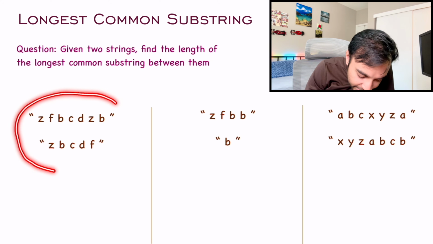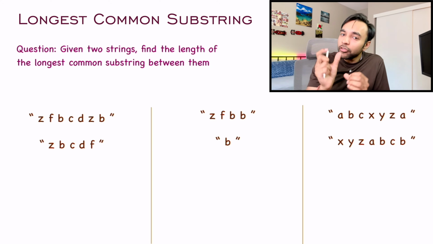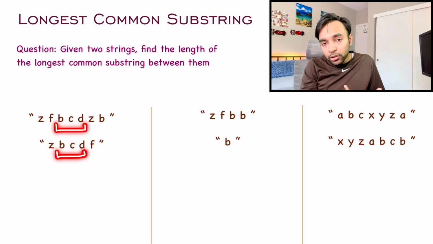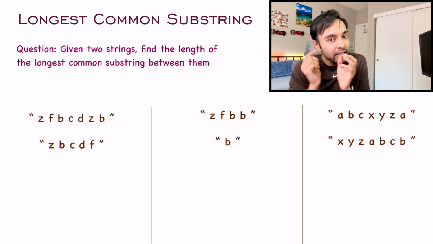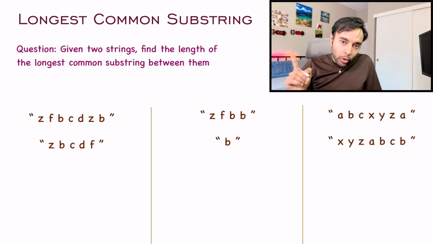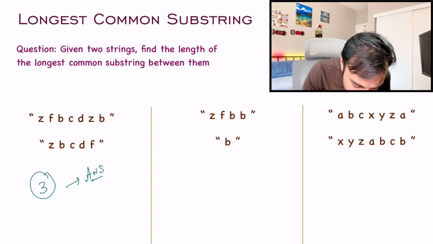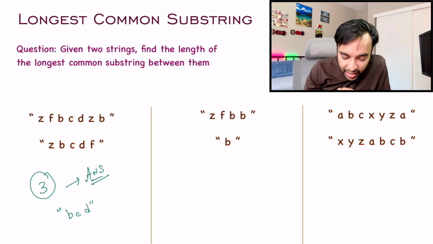In my first test case, I have these two strings. Now, these strings can have a lot of different common substrings. For example, I can find the string ZB in both of them, and I can also find the string BCD in both of them. Out of these two strings, BCD is larger, right? And that is in fact the longest common substring. So, for the first test case, 3 will be my answer, because the length of the string is 3, and my string is BCD.